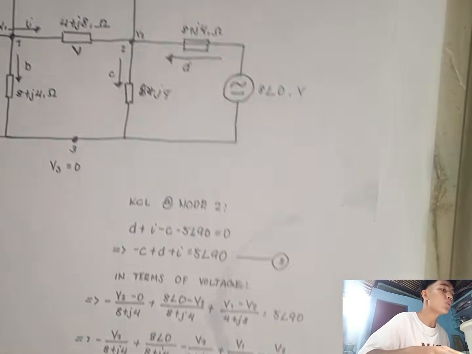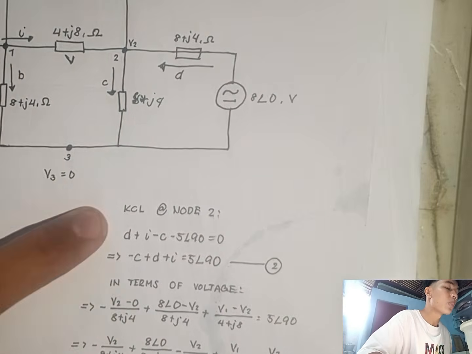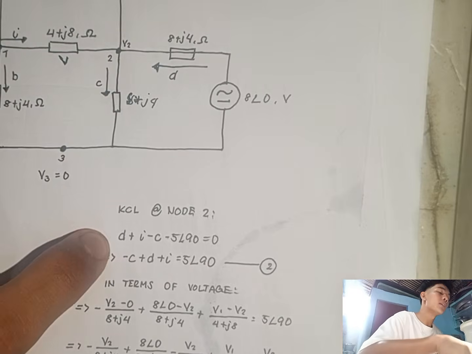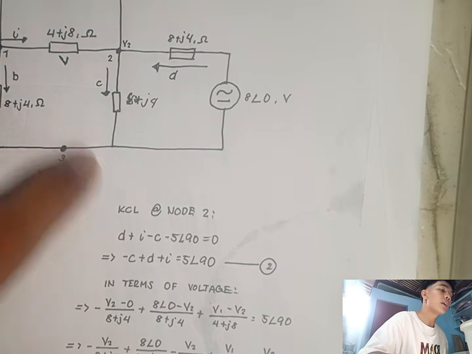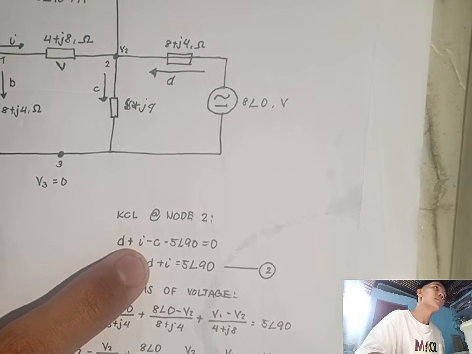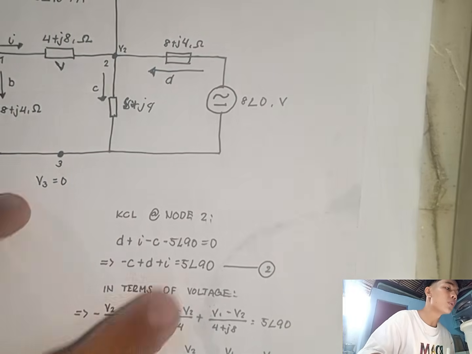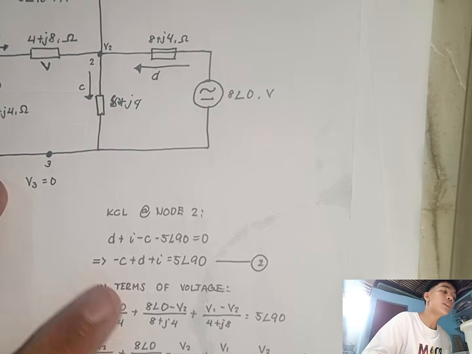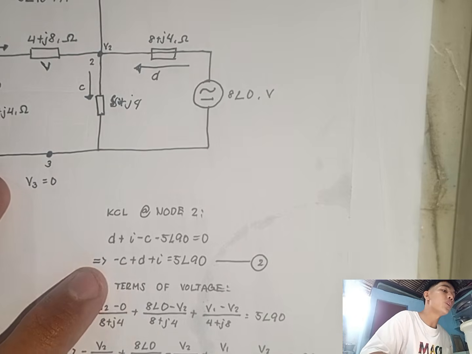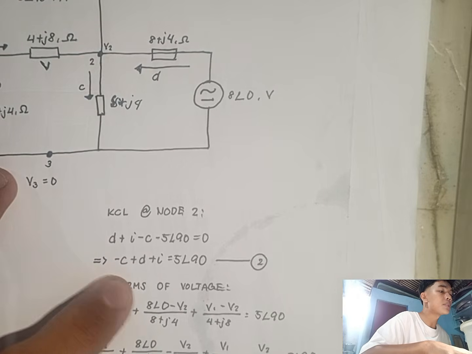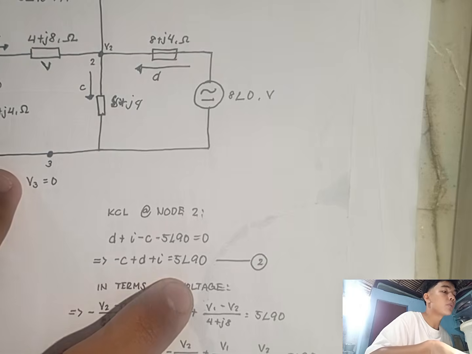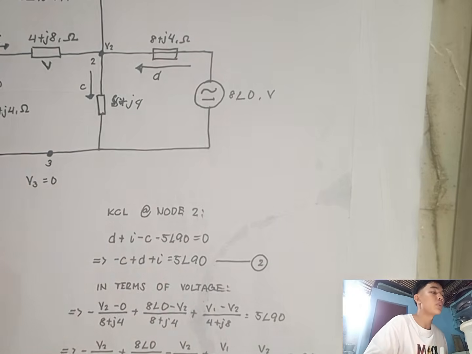So we obtain the value of 4.494 angle of negative 122.276, which is our equation 1 prime. And for our KCL at node 2, we have the currents entering of B plus I. The summation of current leaving is C, and 5 angle of 90 is 0. Rearranging the equation, we obtain negative C plus D plus I equals 5 angle of 90. We transpose again, and we obtain equation number 2.